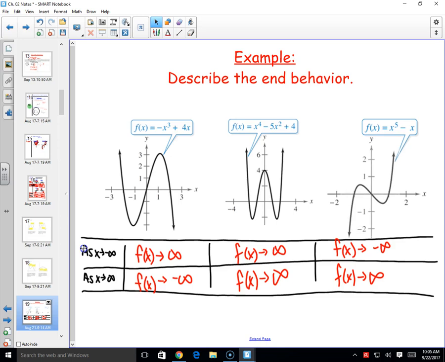As I move to the left, is it going down? And as I move to the right, is it going up? Does the notation make sense? Questions on the notation? F of x represents what? Function values or y values. And we already know that x represents horizontal or x values. Okay, let's keep going. Good job, guys.